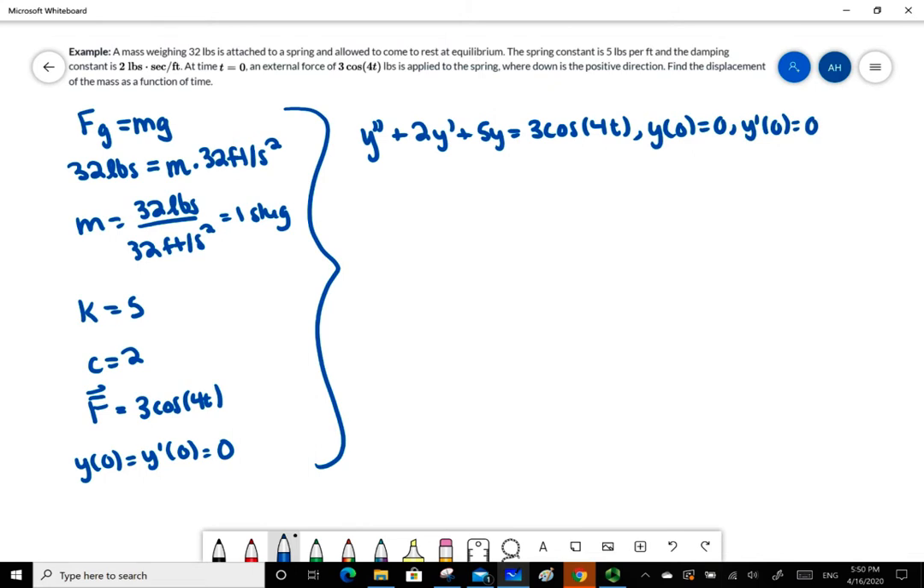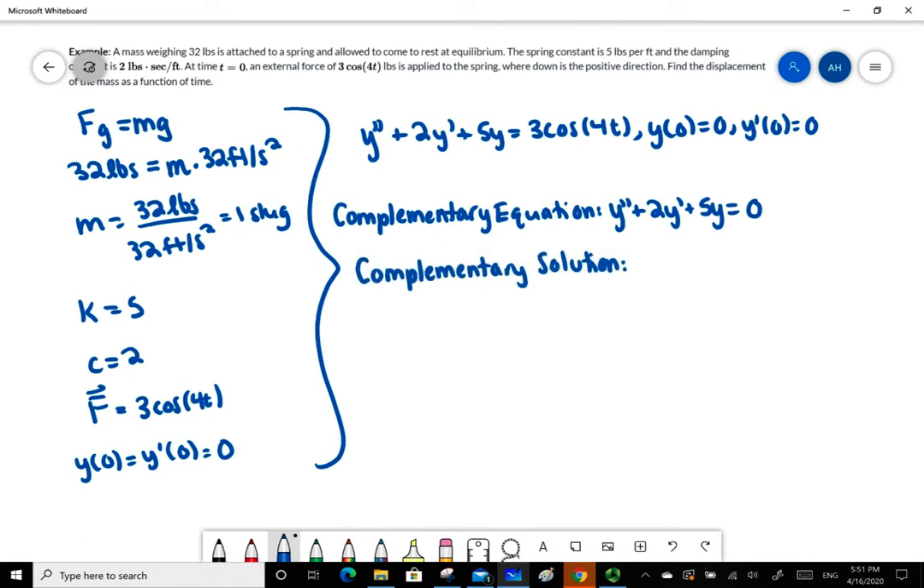Unlike all the other examples we've looked at so far this week, this differential equation is non-homogeneous, so we'll have to break this problem into multiple stages. Start by finding the complementary solution, then find a particular solution, and then apply the initial conditions. The complementary equation is y'' plus 2y' plus 5y equals 0, and as usual, I'll let you practice finding the complementary solution yourself. Press pause and then play when you're ready.